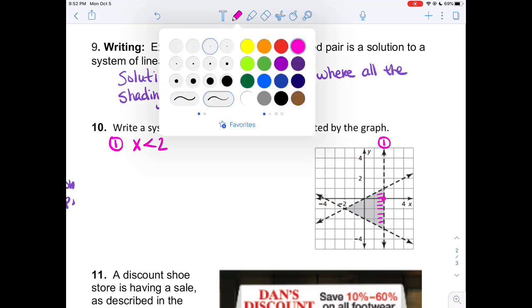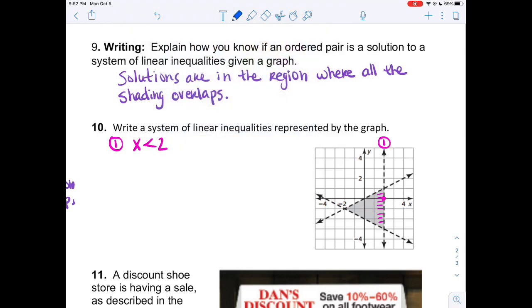Let's go ahead and pick a second equation. We'll do this one. And so number 2, I also notice that it's a dashed line and that I'm below the line, so I know that I'm going to be a less than on this one. Let's go ahead and determine our slope and our y-intercept. My y-intercept, my b, is at 0.